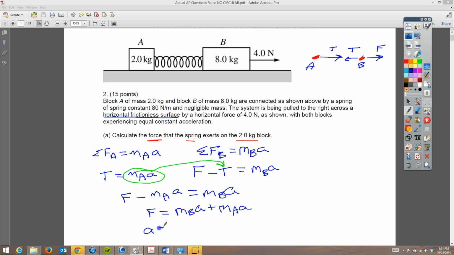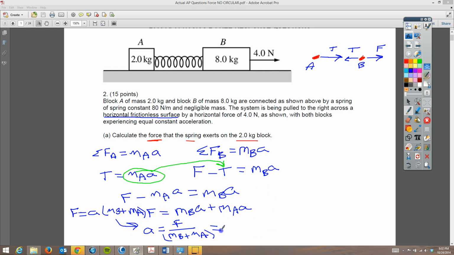We know that A should be equal to the force over M_B plus M_A. And some of you may be trying to figure out where I got that from. Really simple. We just took this equation and we factored out the A. So we're going to say the force is equal to A times M_B plus M_A. And then we made it into that equation.